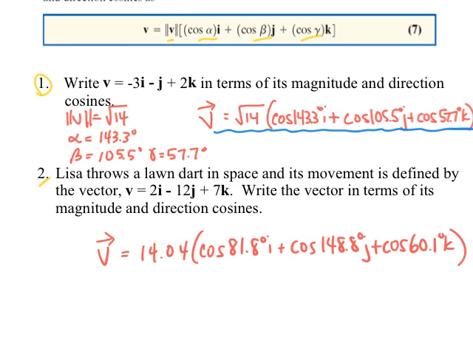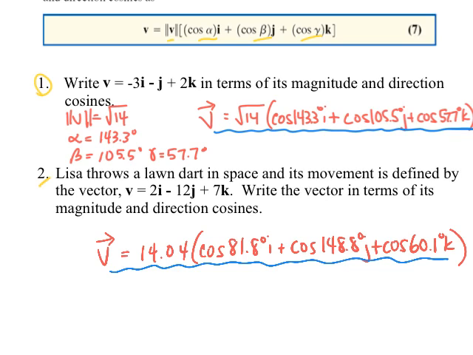All right, and here are your 2 answers for these problems. You got the first one up here, and here's the second one. Now, one thing that some kids have a problem with, if they're having a hard time getting their angles, is make sure you're in degree mode in your calculator.